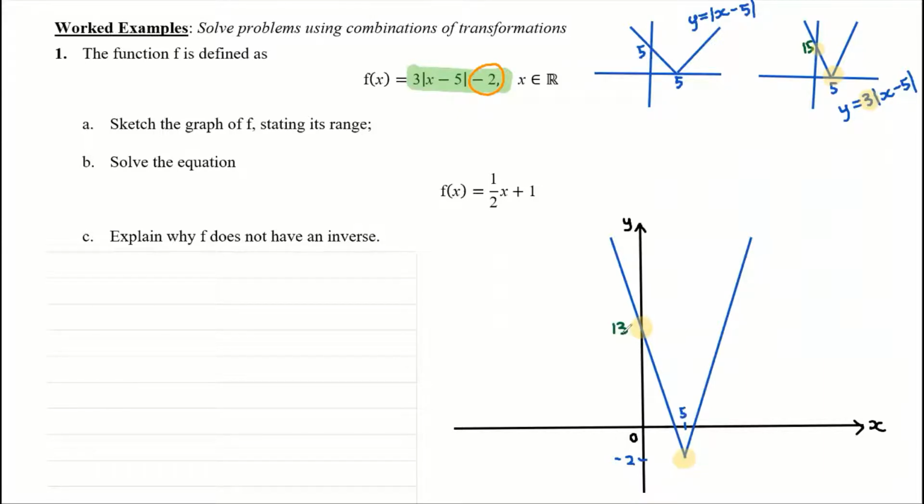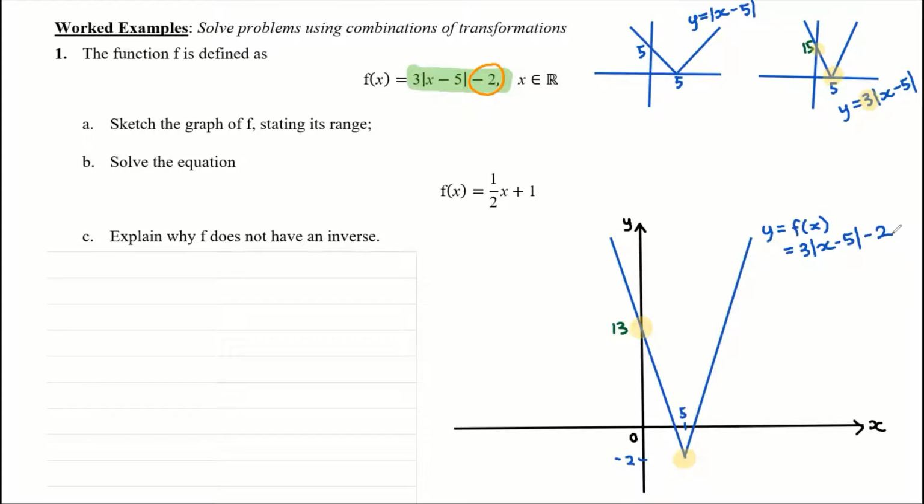Okay, and now we can label this as follows. So this is going to be y is equal to f of x. And if you want to be a bit more detailed, we can put in the whole thing. So f of x, which is of course 3 multiplied by the modulus of x subtract 5 subtract 2. Okay, and this is defined for all real numbers.